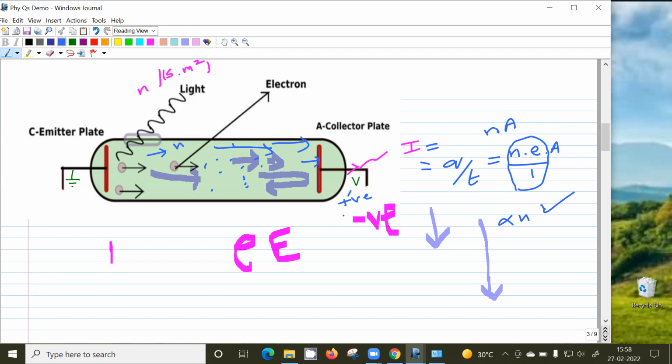But suppose instead of this positive voltage, I apply negative voltage, what will happen? It will repel the electrons, right? Yes, sir. If this negative voltage is very high, then it will completely stop. That minimum negative voltage which will stop these electrons from reaching this is called the cutoff voltage. Yes, sir.